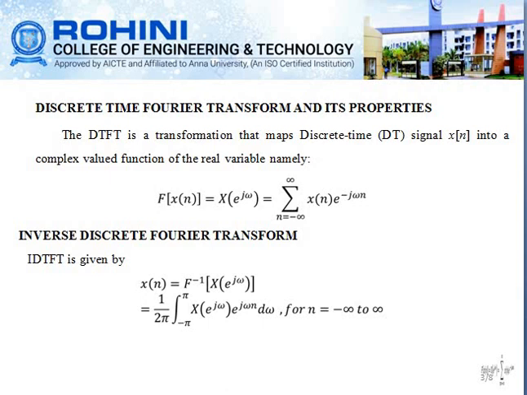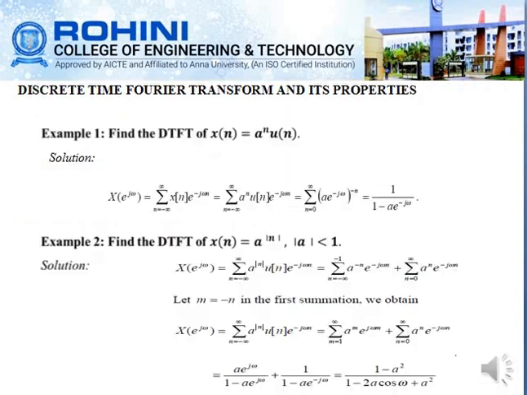Discrete time Fourier transform is the transformation that maps the discrete time signal x(n) into a complex valued function of the real variable. Namely, the Fourier transform of x(n) is X(e^jω) = summation n equal to minus infinity to infinity x(n) e^(-jωn). The inverse Fourier transform is given as x(n) = F inverse of X(e^jω) = 1/2π integral from -π to π X(e^jω) e^(jωn) dω. Here the n values range from minus infinity to infinity.